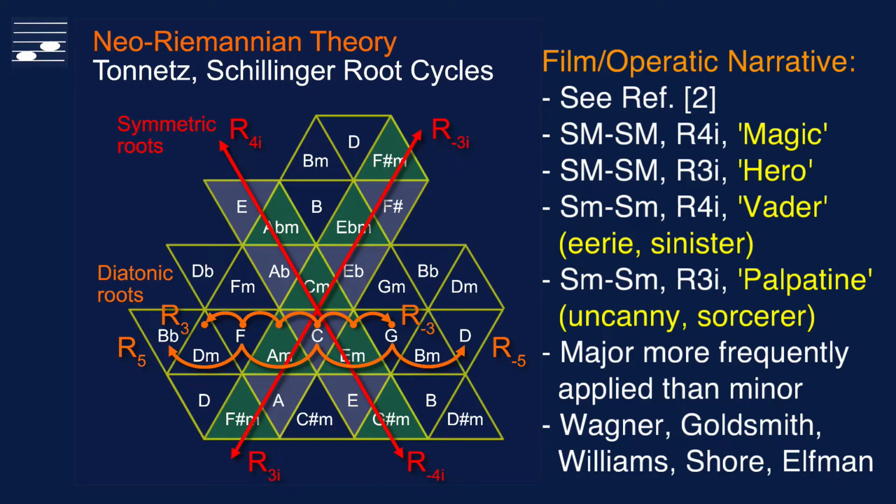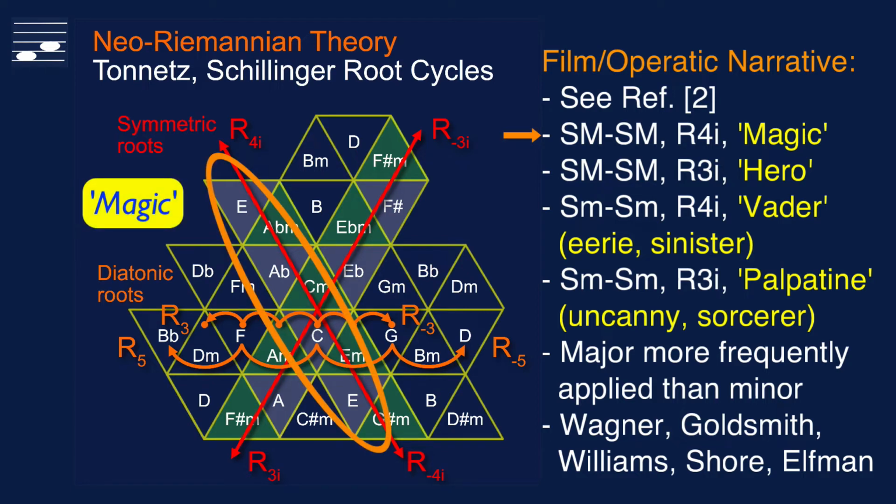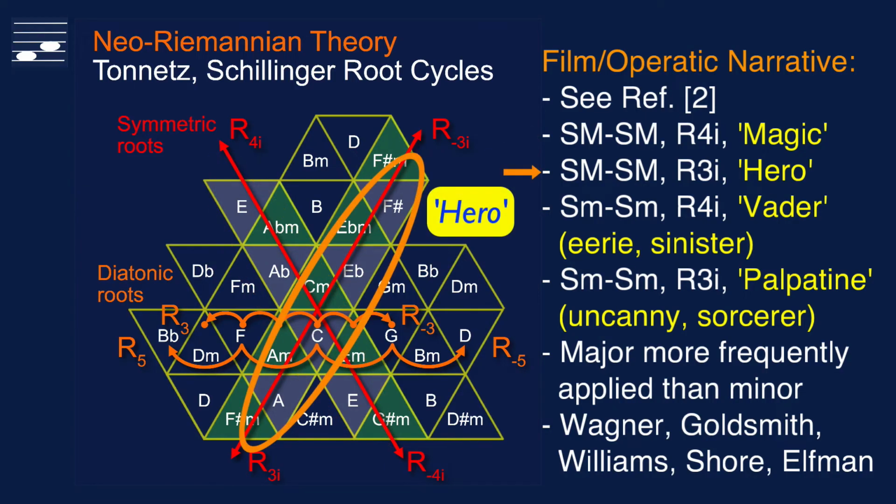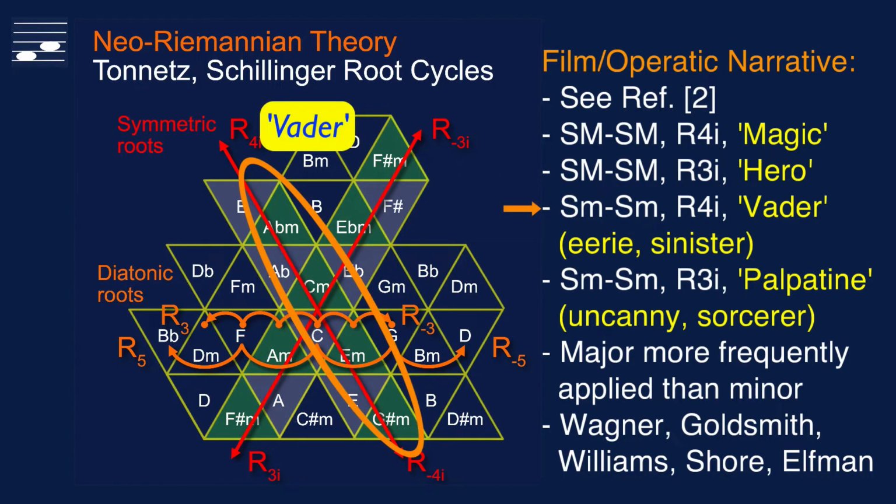Here I quote from reference 2, which puts name tags on these chromatic mediant progressions. Two major triads a major third apart evoke the magic response, whereas when they lie 3 semitones apart, we associate them with hero character. Pairs of minor triads are used less frequently in film music, but when they lie at a 4 semitones interval, we may give them the label Vader from the use in the Star Wars music. And this corresponds to an eerie or sinister narrative.